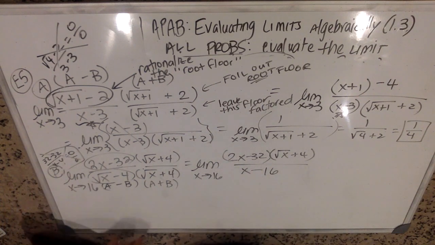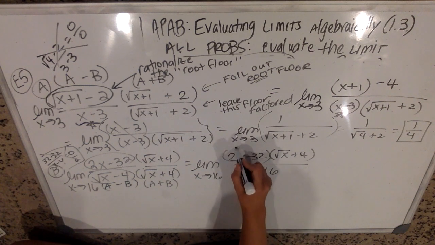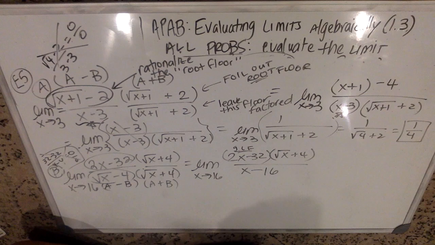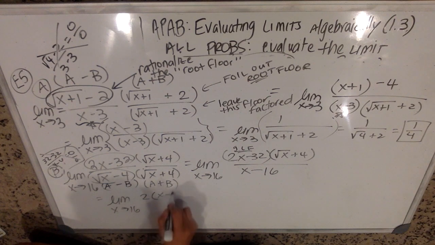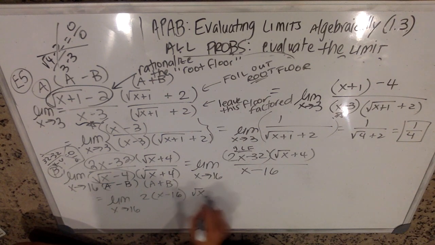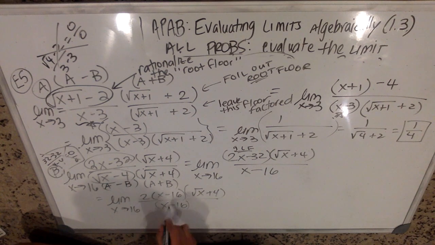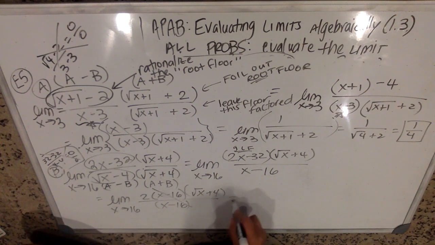Now, you might be saying, oh, that's great, Hogan, but my factor doesn't cancel. Come on. Well, I would argue that your factor does if you take out a GCF from this ugly 2x minus 32. So you're going to get the limit as x approaches 16 of 2 times an x minus 16 times this root x plus 4, right? All over an x minus 16. Oh, look how convenient. There goes the x minus 16s.